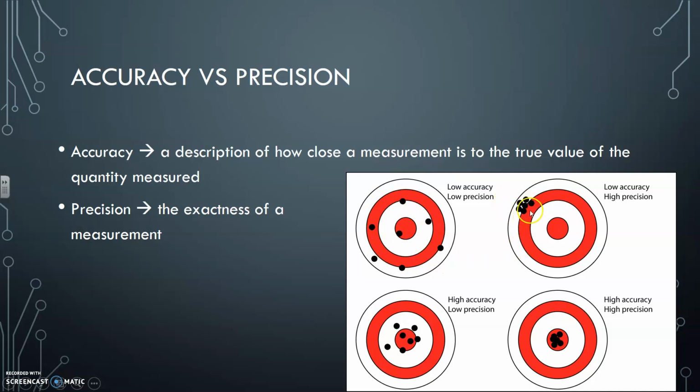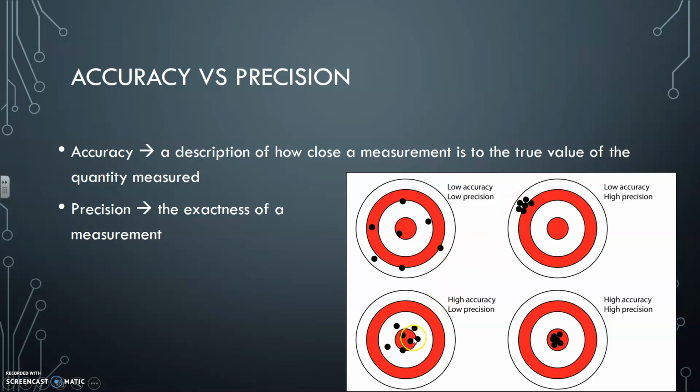When we move over here, they aren't where they need to be, so it's not accurate, but they are all grouped together. So this is very precise. It's precise but not accurate. You're getting a repeated result that is very, very similar. It's not the one that you should be getting, but it is at least all grouped together.